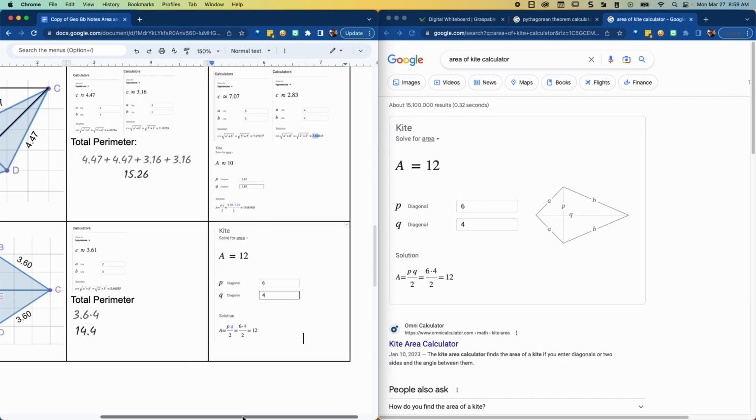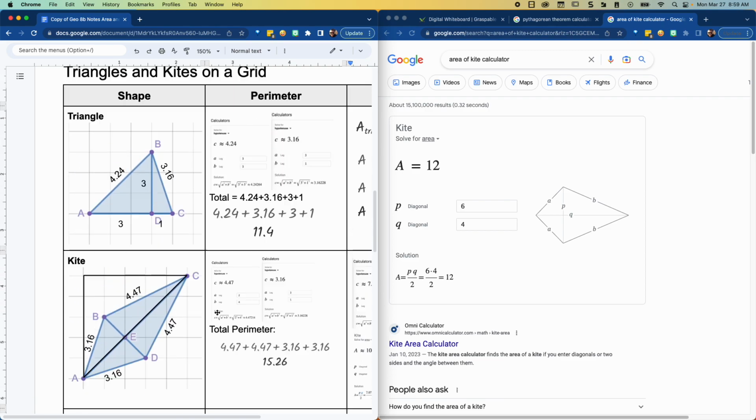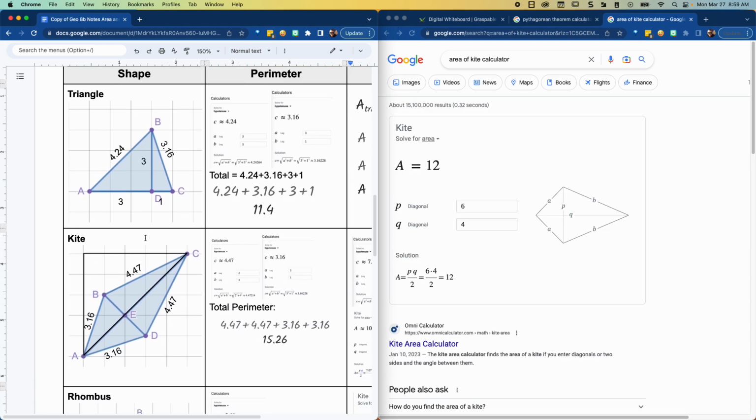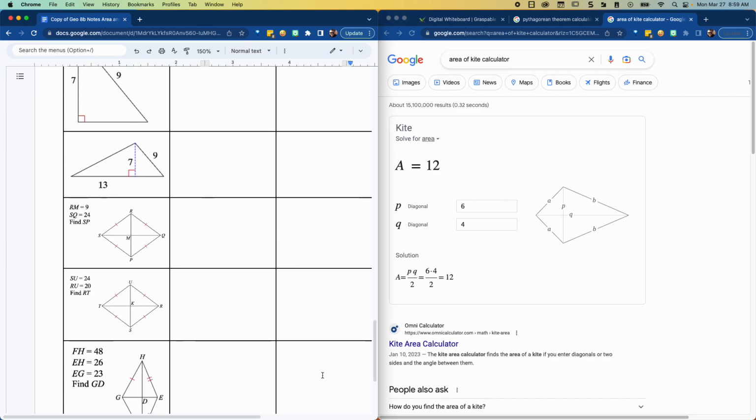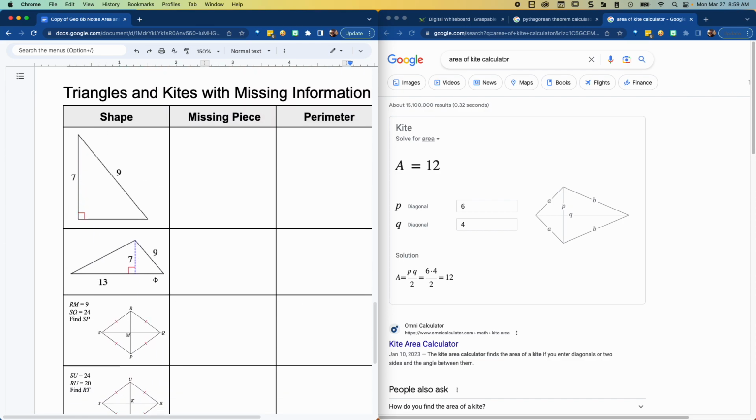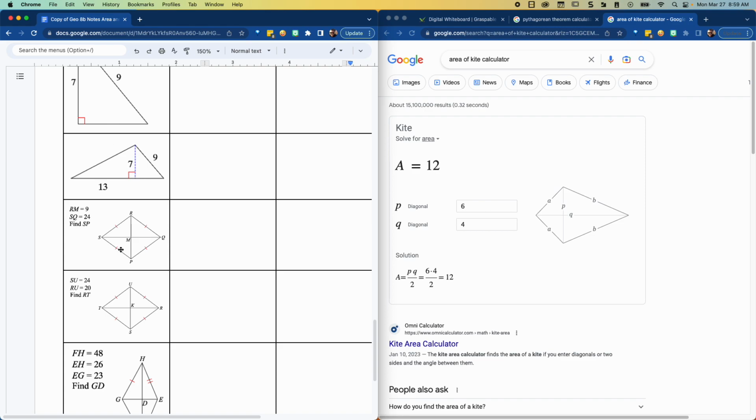There we go. Those are those three for kind of like shapes on a grid. We're going to go through some more down here in the second half, looking at something that's not on a grid but still requires us to calculate for missing pieces.